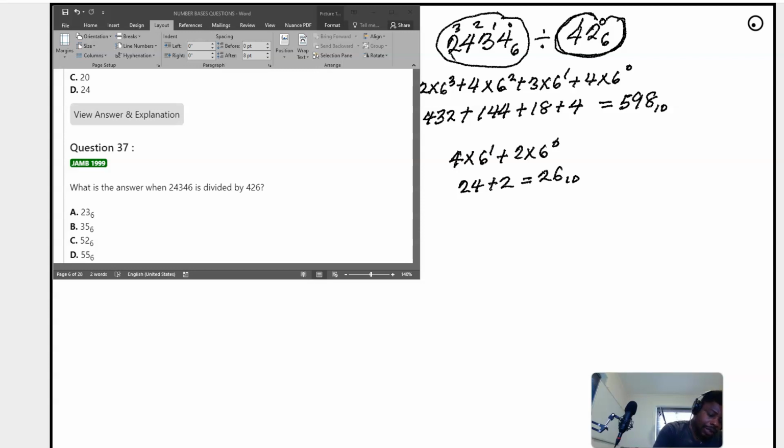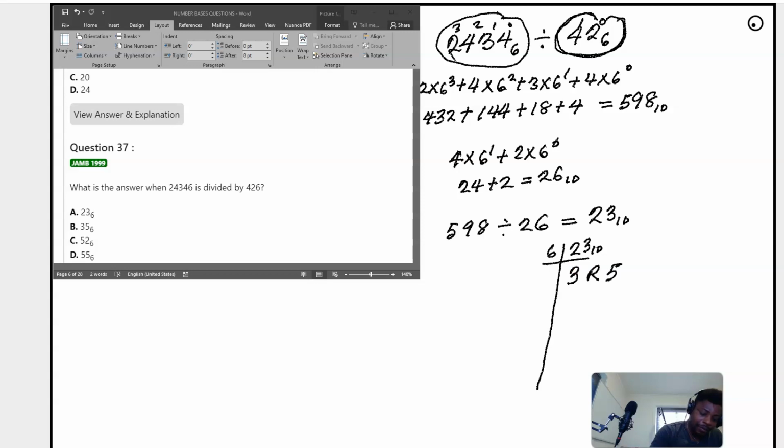So this one here divided by this, so that is 598 divided by 26. Divided by 26, this is 23, and remember it's in base 10, but we want to leave our answer in base 6, so we have to divide by 6. Here is 3, that is 18, remember 5. Here 0, and we put 3 here. So our answer is 35 base 6. That is option B.